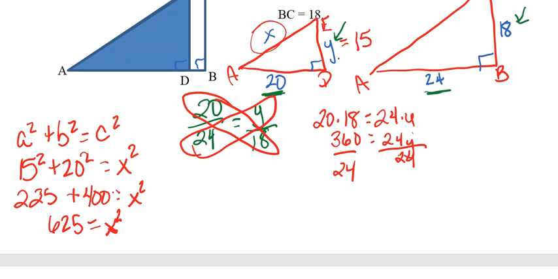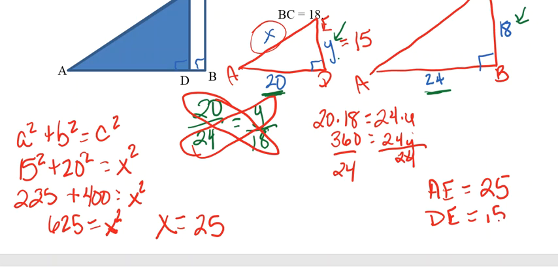Square root of 625, I think is 25, but I'm going to make sure. Yep. So AE is 25. So the two things they're looking for, AE is 25 and DE is 15.